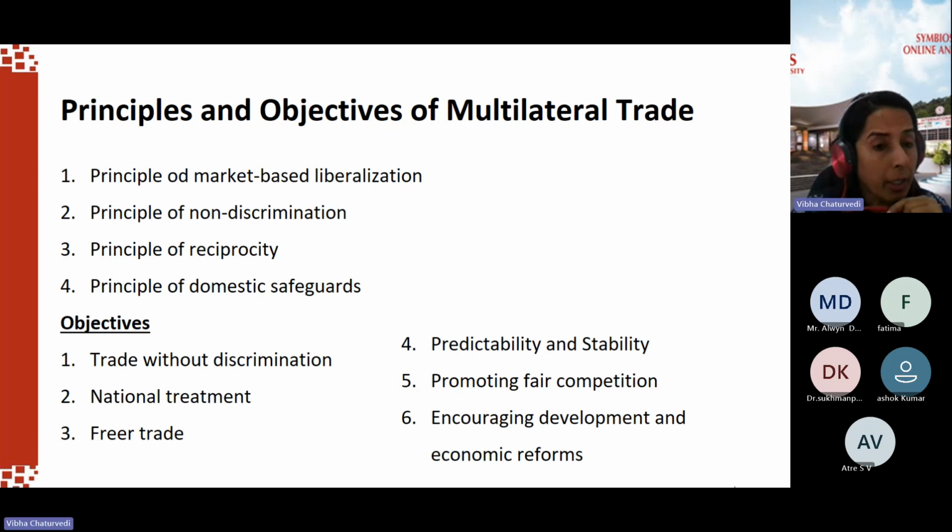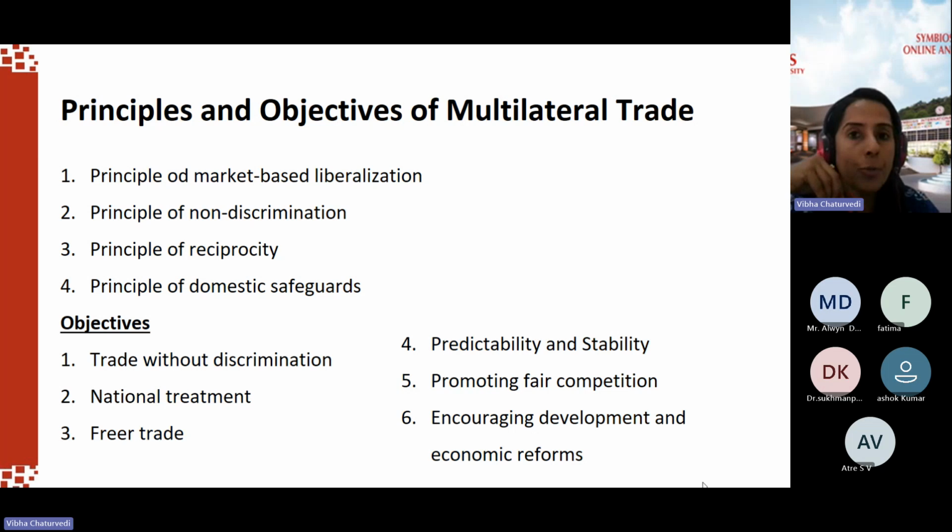So what are the objectives of multilateral trade? It is trade without discrimination. So there comes the clause of most favored nation, like how you are extending some benefits to your most favored trading partner, you have to extend as a country similar benefits to other trading partners also, because it is based on the principle of non-discrimination, right?